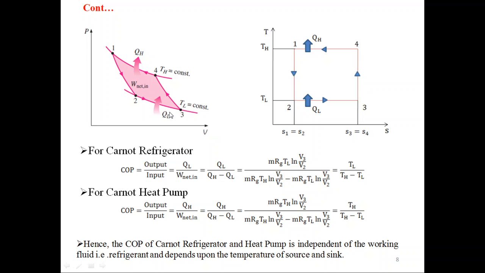This process 2-3 represents reversible isothermal expansion process as the volume is increasing from 2 to 3, and QL is the amount of heat extracted from the low temperature reservoir which has temperature value TL. In the TS diagram, you can see 2-3 is represented by a horizontal line, that means T2 is equal to T3 equal to TL.